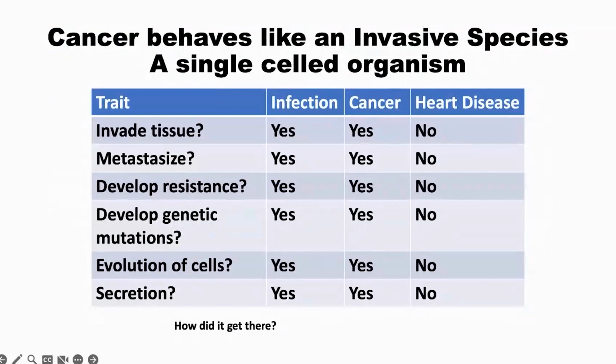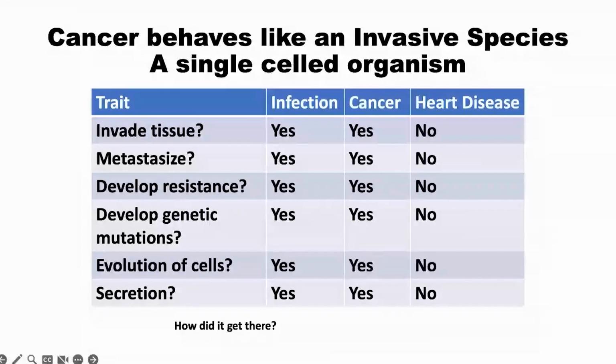Resistance? Absolutely. You treat cancer with radiotherapy, but next time you treat it with radiotherapy, it doesn't work. Where do you see that? You see that in the treatment with antibiotics. It's exactly the same. Do you get that with heart disease? Like you stent something and then you're resistant to stenting? No, absolutely not. Genetic mutation. So cancer, you treat it, it mutates. Bacteria, you treat it, it changes. Absolutely. Heart disease, it's the same disease over and over.